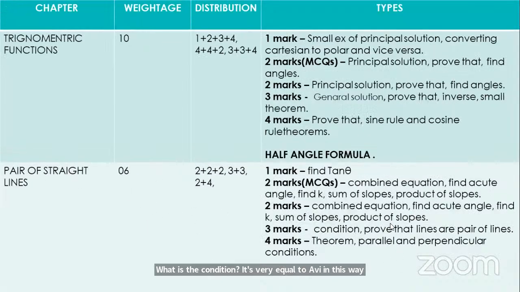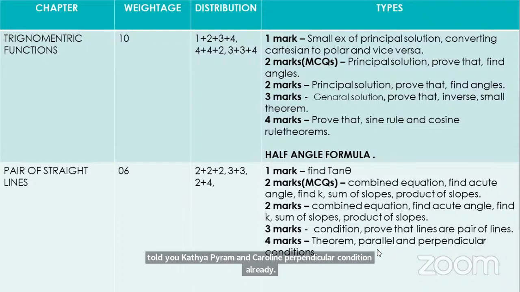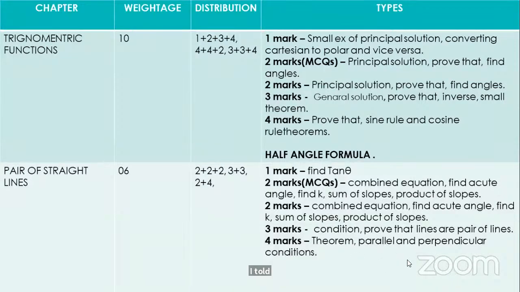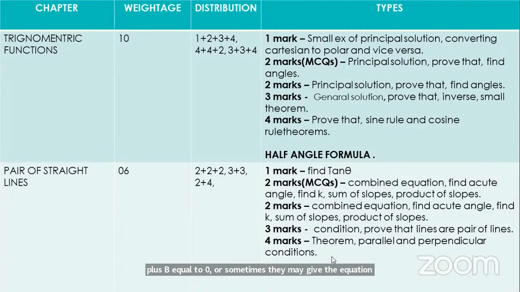So that is the condition I am talking about. And the tan theta theorem, and the parallel and perpendicular conditions, I already told you. If they ask the parallel condition, it has to be h square equal to ab, and the perpendicular condition a plus b equal to 0. Or sometimes they may give the equation only and ask whether it is a pair of lines or not. You have to check that. Again, the determinant formula is there, so using that formula, the pair of lines condition is checked. If you prove that, that will be for 4 marks. Such an example, pair of lines condition.